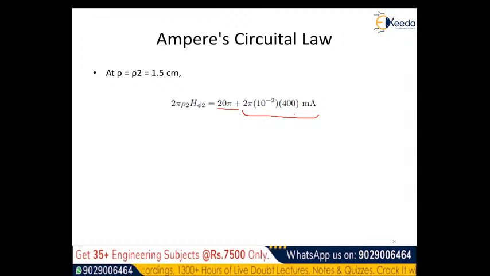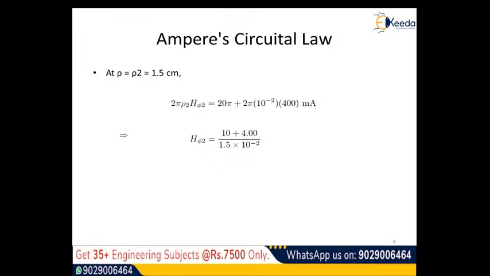So this is all in terms of milliamperes here. This relation has only one unknown, that is H phi 2, which is required to be computed. So this equation implies that H phi 2 is nothing but 10 plus 4.00 divided by 1.5 into 10 raised to the power minus 2. The addition in the numerator and the division gives us the required answer for H phi 2, that it is 933 into 10 raised to the power minus 3.